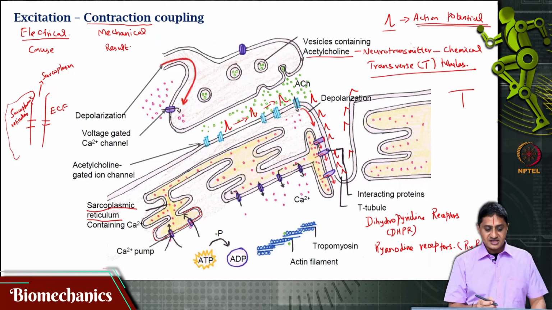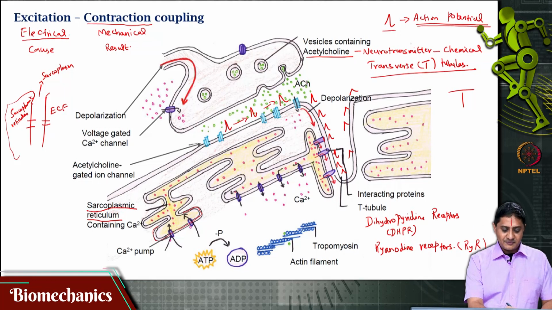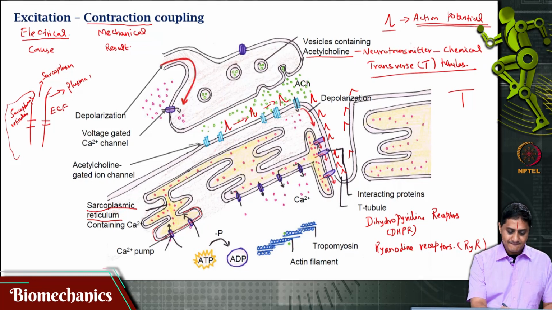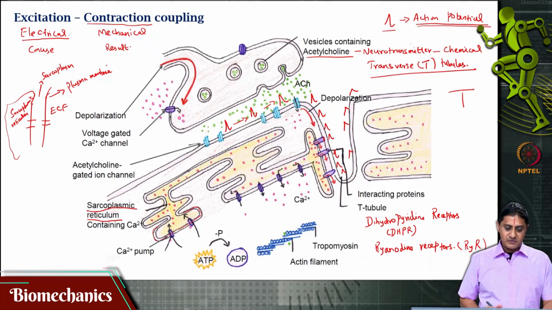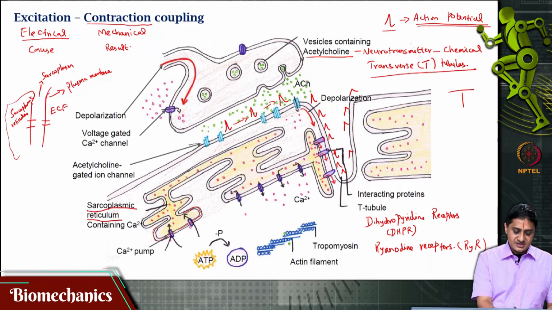Whenever the action potential reaches along the plasma membrane, and this is the plasma membrane or the sarcolemma, the plasma membrane of the cell, it opens this DHP receptor. This door is called DHPR. This door is called the ryanodine receptor.